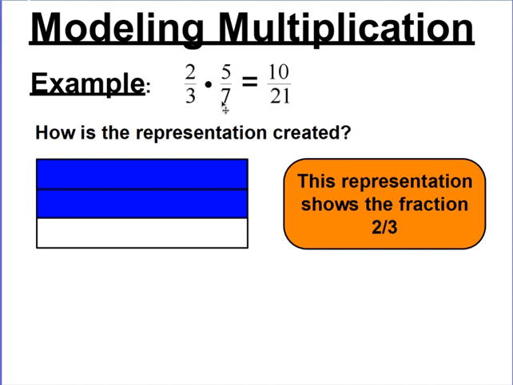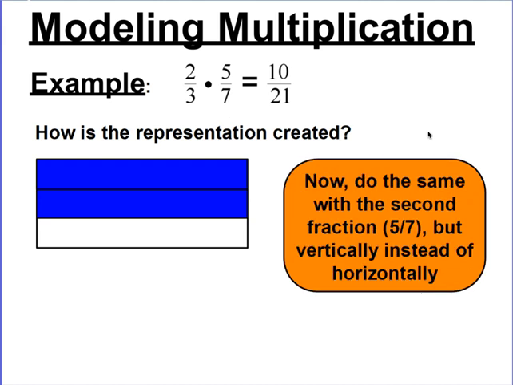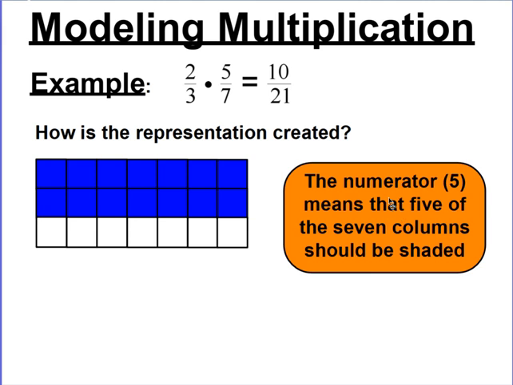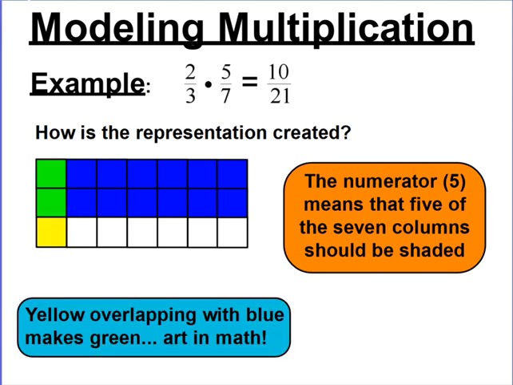The second fraction, 5/7, I'm going to do the exact same thing, except I'm going to go up and down, or vertically, instead. So if the denominator is 7, I'm going to draw 7 columns. 1, 2, 3, 4, 5, 6, 7. And I'm going to color in what the numerator tells me to, 5 of those columns. So the numerator of 5 means to color 5 in. 1, 2. And what you'll notice is some of the blocks are different colors.